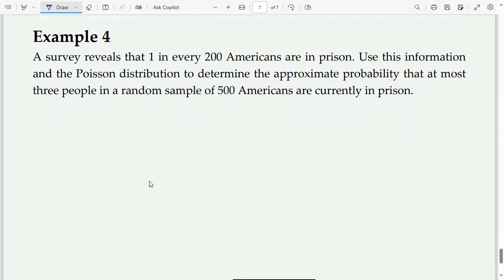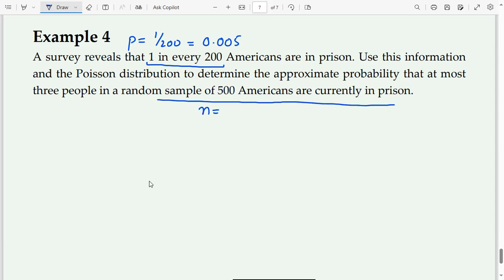एग्जांपल 4. A survey reveals that 1 in every 20 Americans are in prison. The probability of success appears to be 1 out of 200, which is 0.005. Then it says a random sample of 500 Americans is considered, which suggests that n is equal to 500. And it asks us to find that at most 3 people are in prison. मतलब the number of people in prison must be less than equal to 3. This is at most 3.